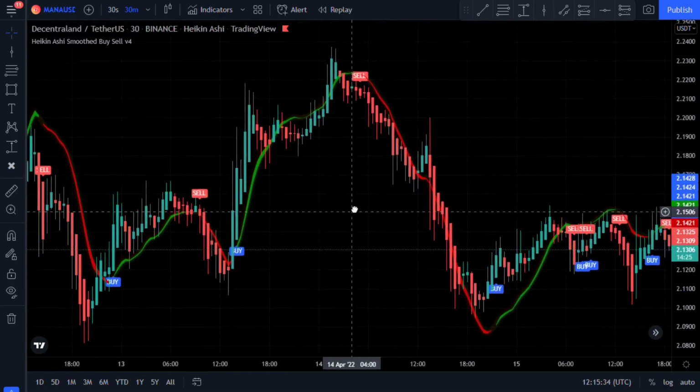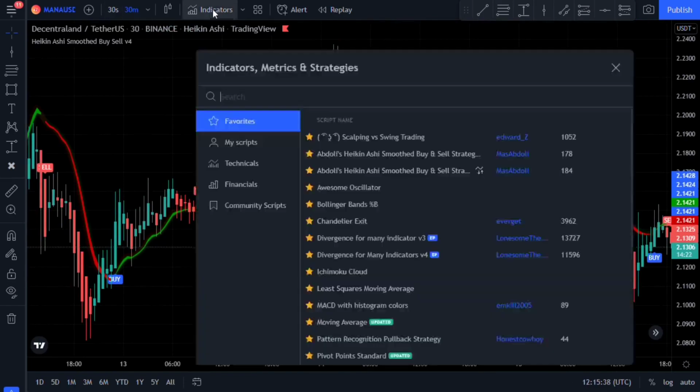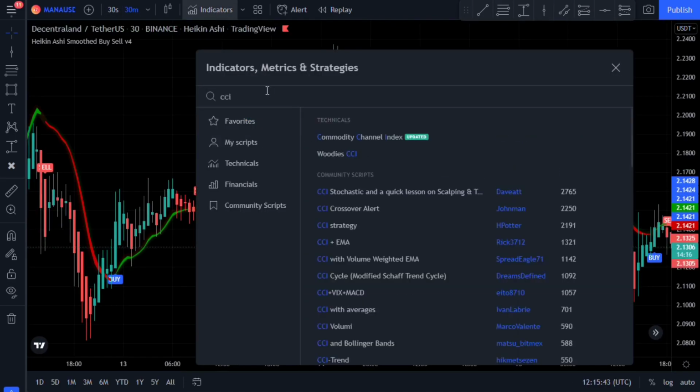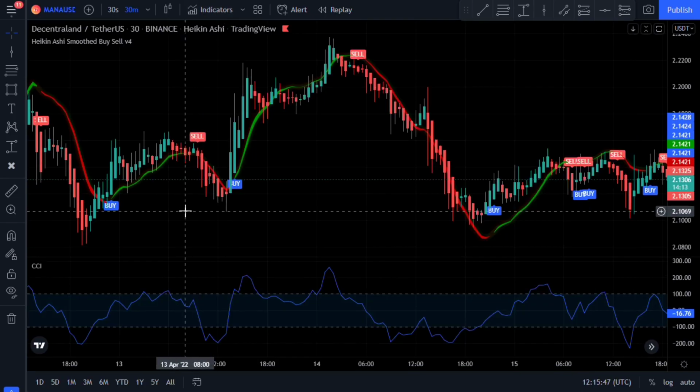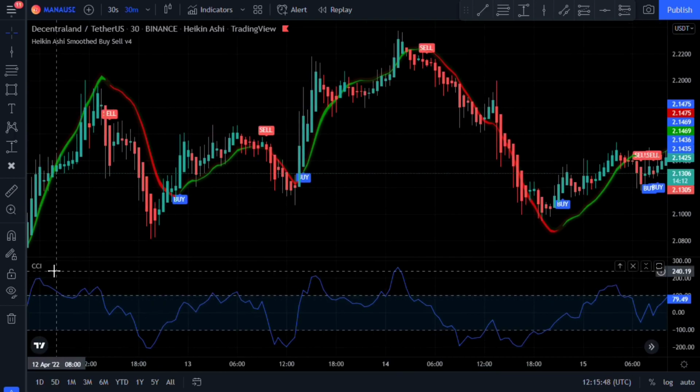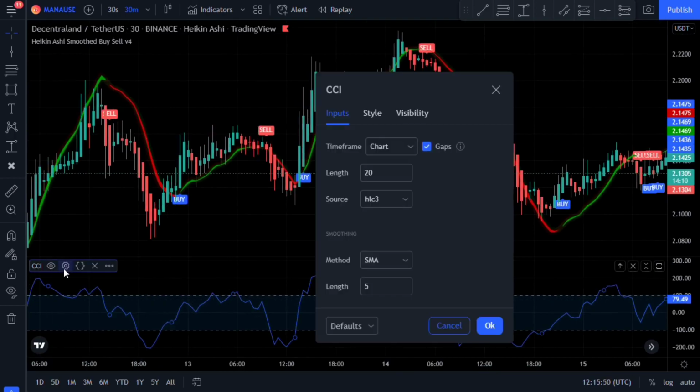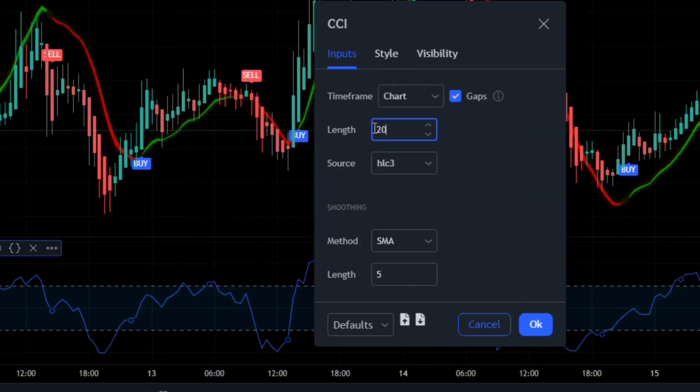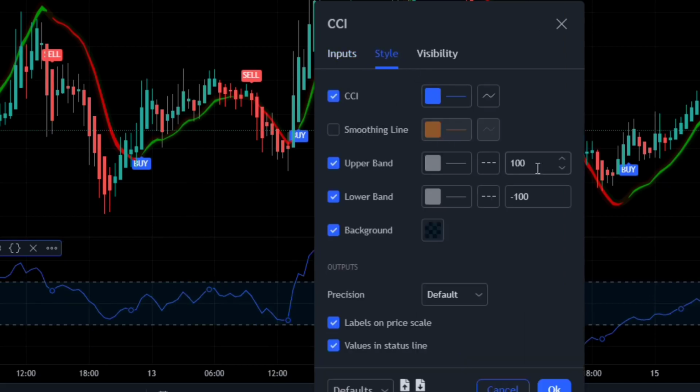Now let's add the CCI indicator on the chart but with different changes. Search here CCI. Add the CCI indicator to the chart. An important part of this strategy is in the CCI indicator settings. Please see carefully. First of all, we change the number 20 to 40. Next in the style section, change both numbers from 100 to 110.